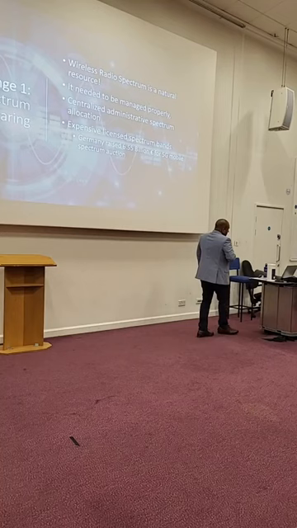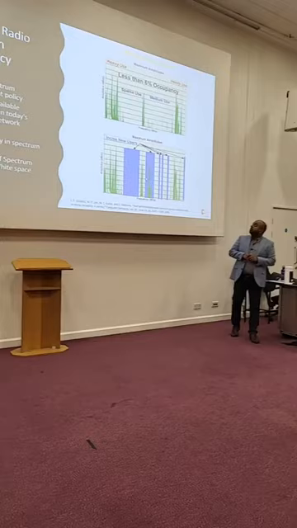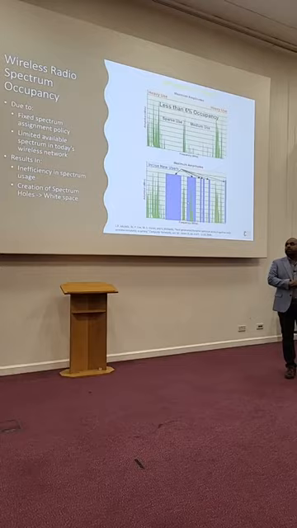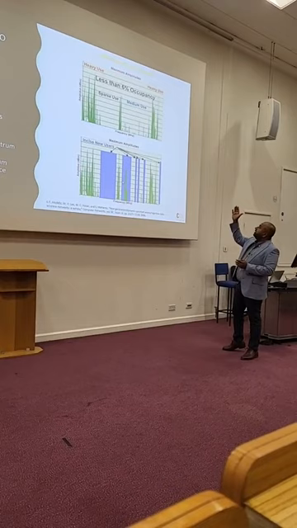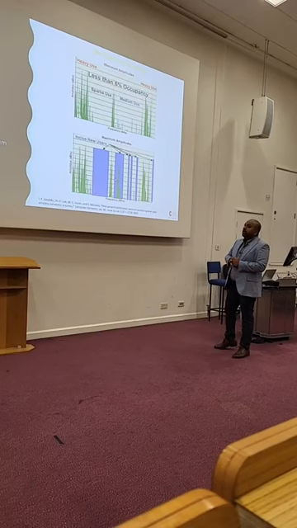But one of the biggest problems in the spectrum is this. So we know spectrum is expensive and spectrum is limited, but the biggest problem is spectrum is not optimally utilized. So if you look at how the spectrum is used in any mobile network, there are many underutilized areas, many frequency bands are underutilized in many networks. Most of the time the occupation is less than 6%.